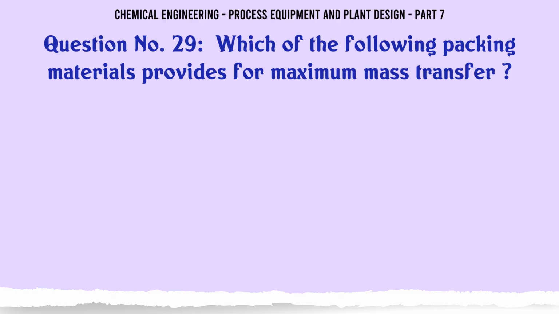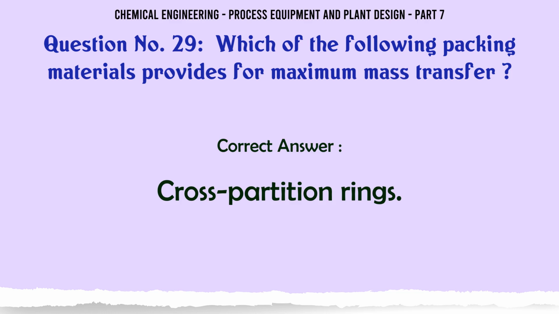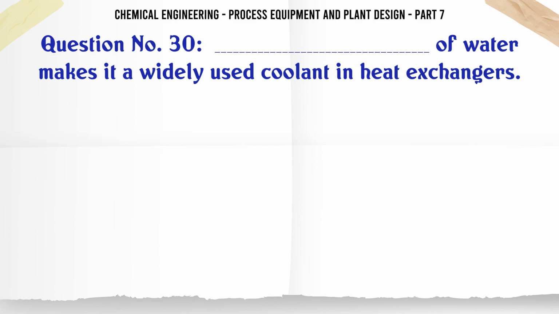Which of the following packing materials provides for maximum mass transfer? A. Lessing rings, B. Raschig rings, C. Cross partition rings, D. All give the same value. The correct answer is cross partition rings.